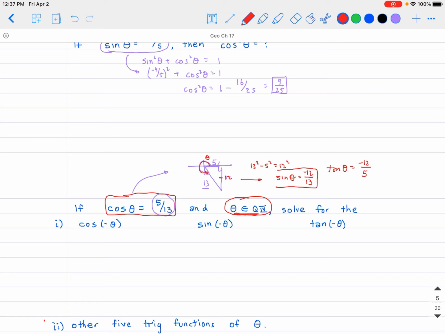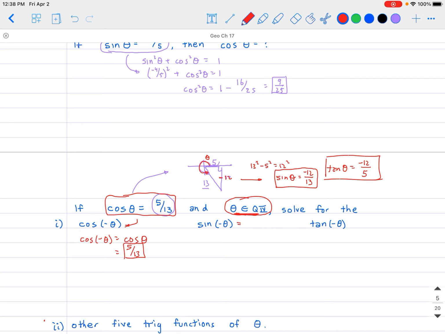So now that we have sine of theta and tangent of theta, we can solve for what we want. According to what we said earlier, for cosine, cosine of negative theta is equal to cosine of theta. And cosine of theta is equal to 5 over 13. So the first one is just 5 over 13, and then we're going to be done.